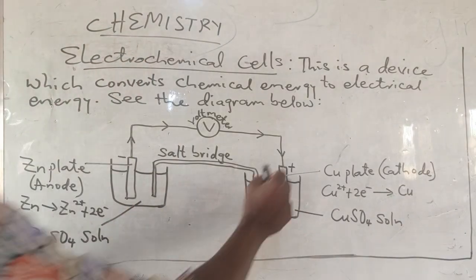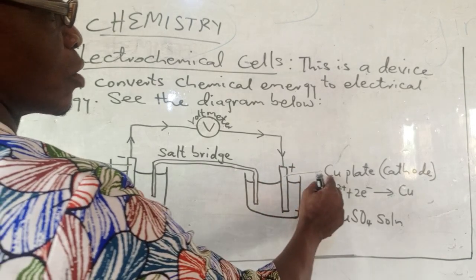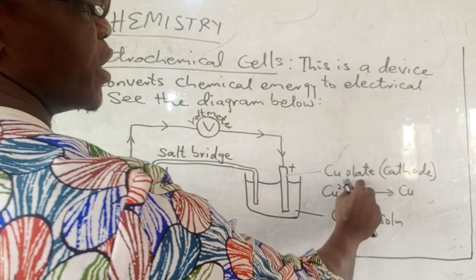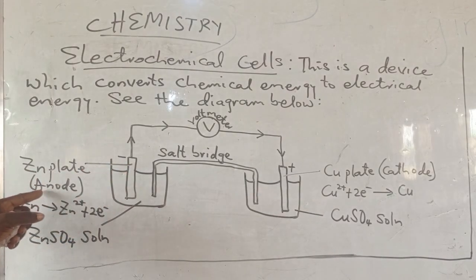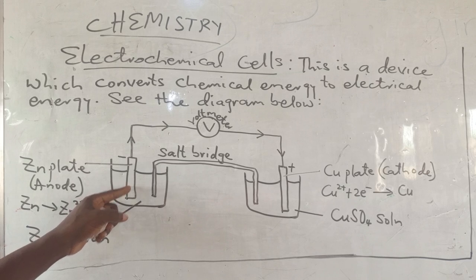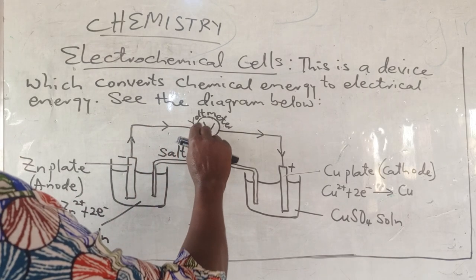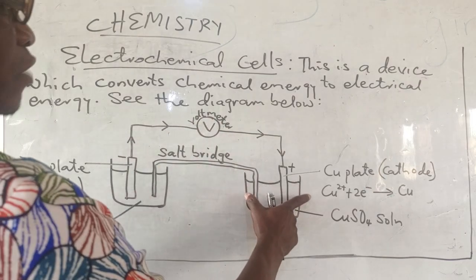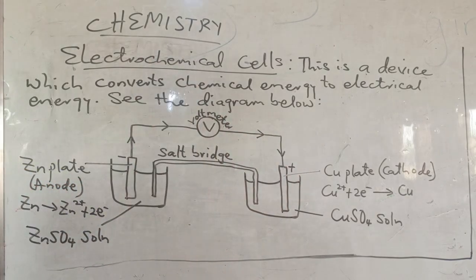Now after that, I dipped an electrode here. The name of the electrode is copper plate, and that is my cathode. And in my anode, I dipped zinc plate into it. This is zinc plate. Now I connected a wire into voltmeter from this half cell. This is another half cell. I connected wire also into this voltmeter.